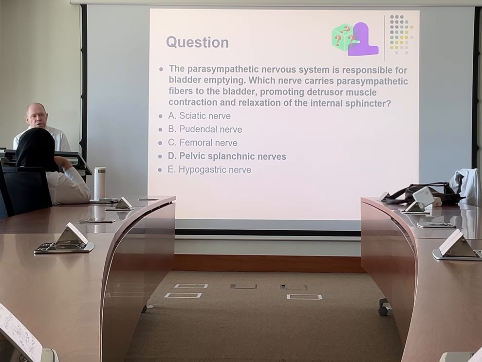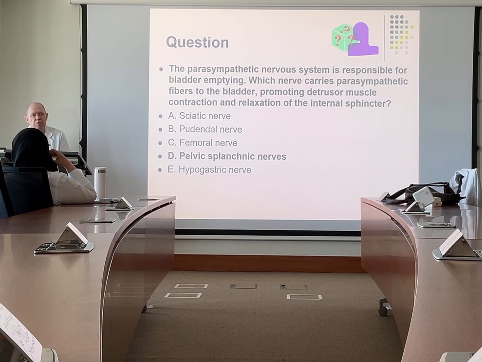And my last question is, okay, pelvic splanchnic nerves will get into the bladder. Will they directly innervate those muscles, the detrusor, and relax the internal sphincter? Yes. Are you sure? Those axons are preganglionic. So there's still postganglionic. Yes, they have to meet the postganglionic neurons.